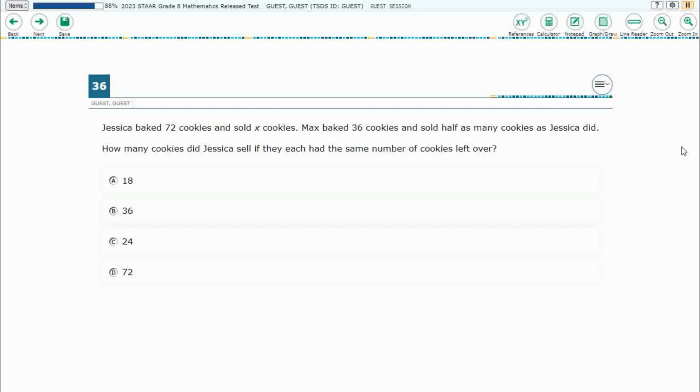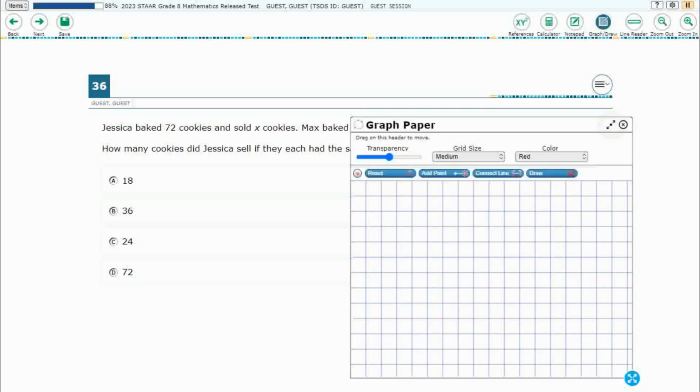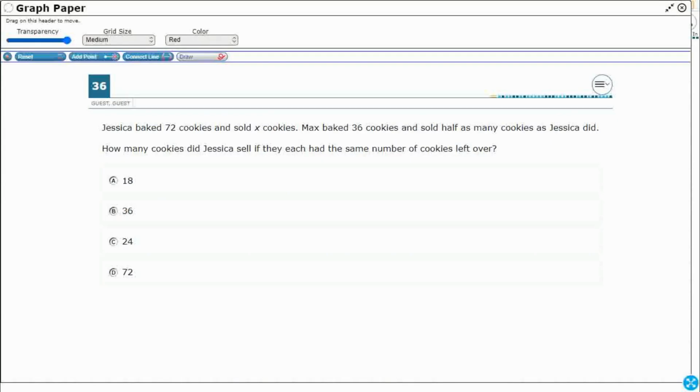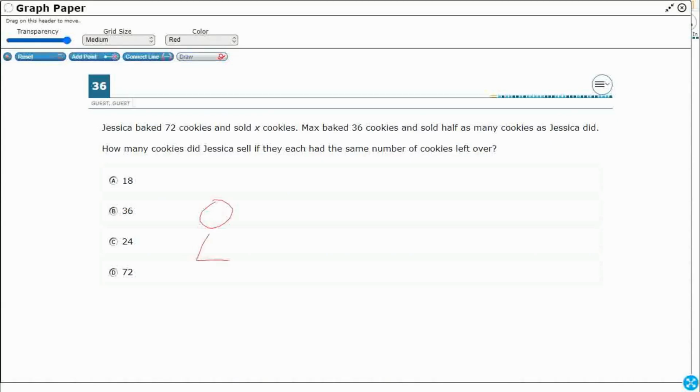So we've got Jessica and Max baking cookies here, but the problem is we got some equations hidden in this word problem, and so we need to go step by step. First, convert these sentences into an actual equation, and then solve for it. Okay, so here's Jessica. So we'll draw a picture to kind of help us keep everything straight.